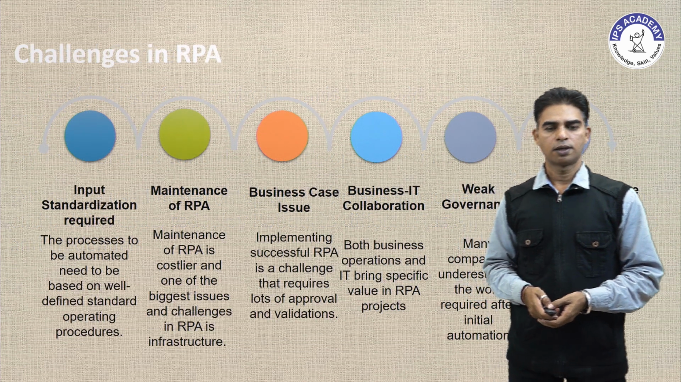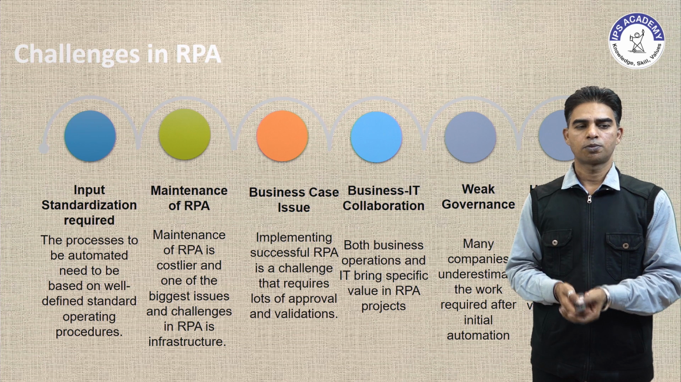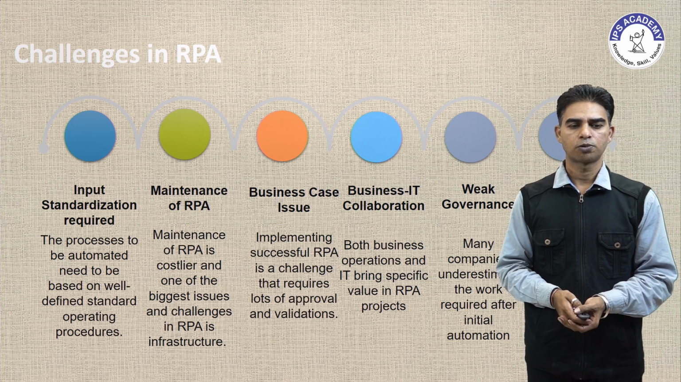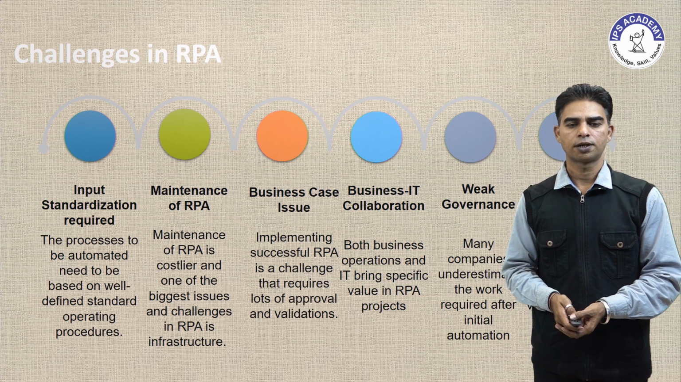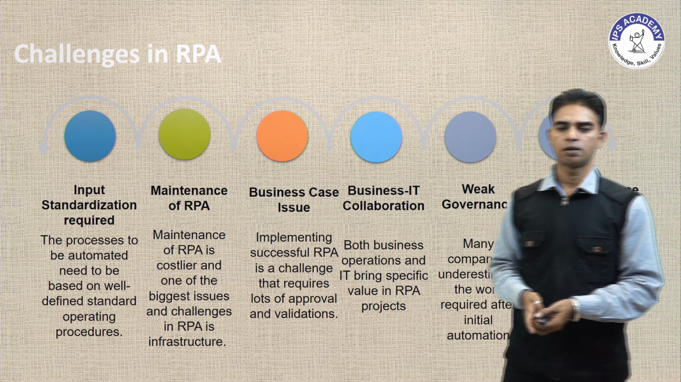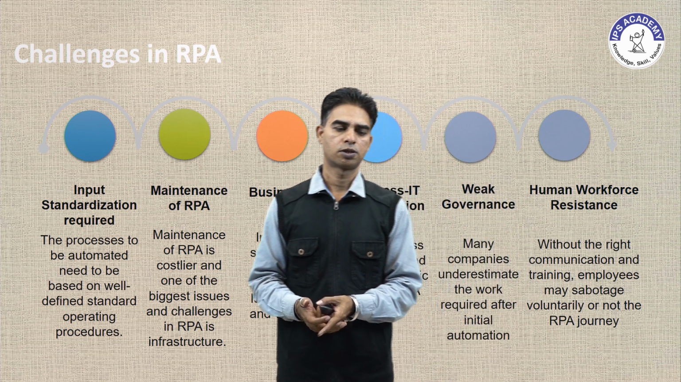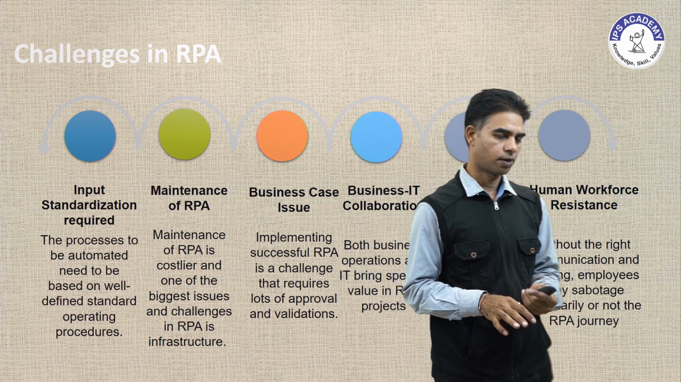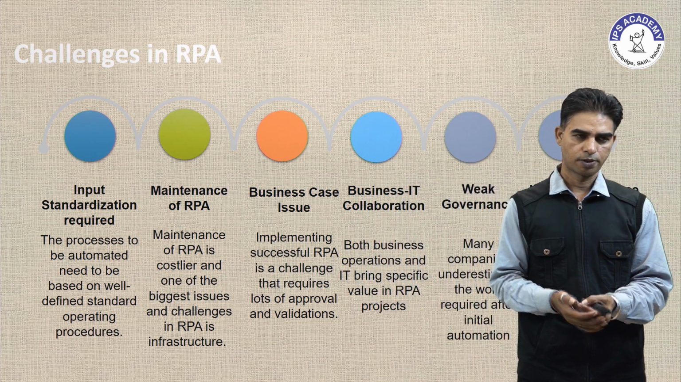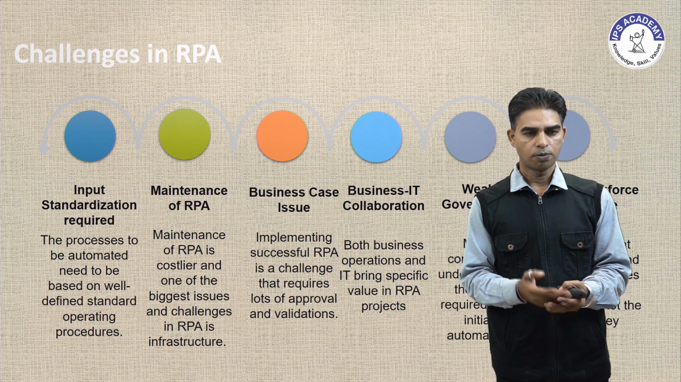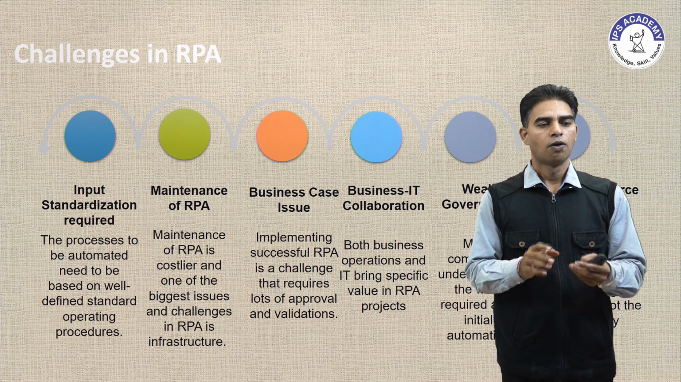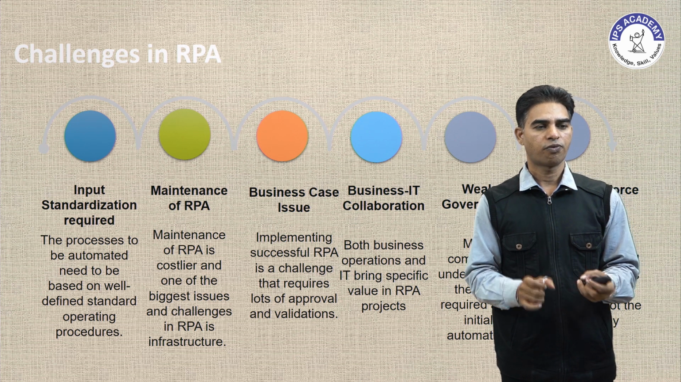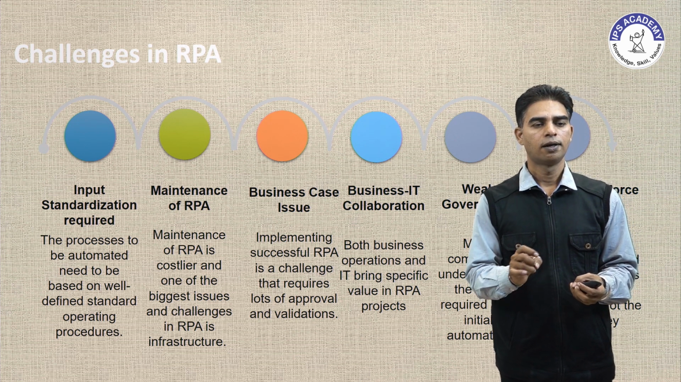There are different kinds of challenges in robotic process automation: input standardization required, maintenance of robotic process automation, business case issue, business IT collaboration, weak governance, and human workforce resistance. RPA is challenging because there are different kinds of inputs. We are training a robot, so what if your input is different? It is tough for any robot to handle.